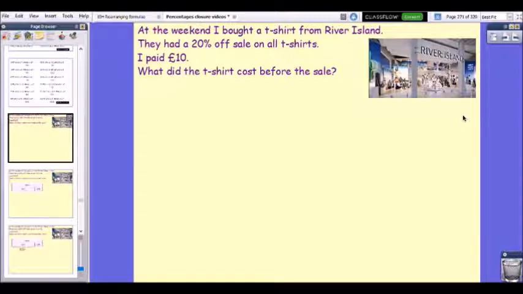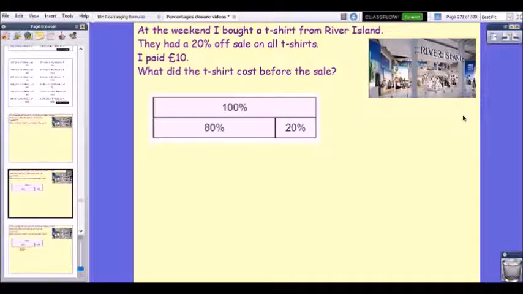Okay, so I'm willing to bet at least half of the class got an answer of 12. Unfortunately, that is not correct. If you got an answer of 12, you've made the most common mistake on this problem, but don't worry, I'm going to show you how to get the correct answer.